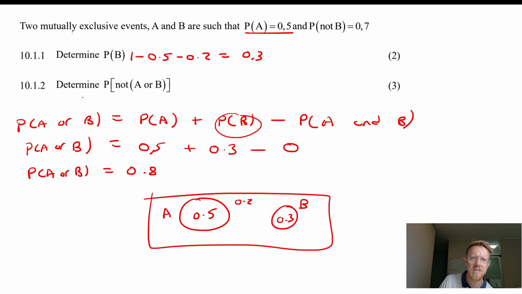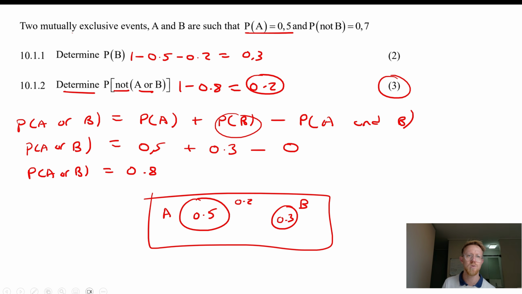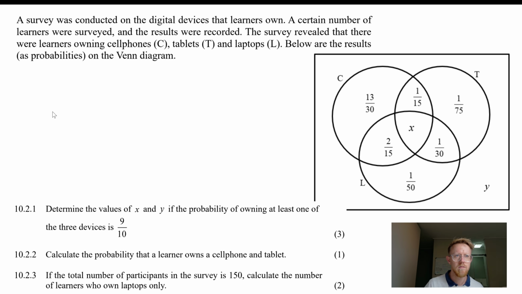Okay, now it says, determine the probability that it's not A or B? Well, we know that all of this must add up to 1. All probability must add up to 1. So if A or B is 0.8, then not A or B would be 1 minus that. And so it's the 0.2. So it's actually just that over there, but for 3 marks, we kind of had to show some calculations.